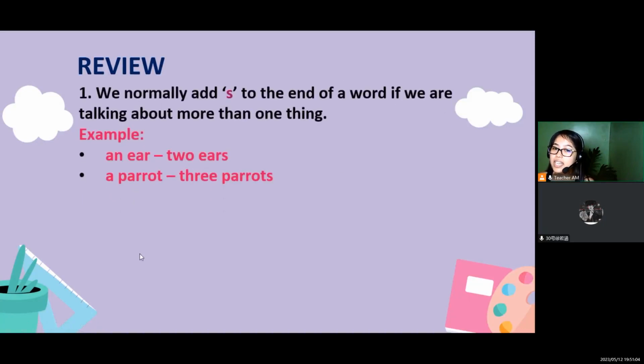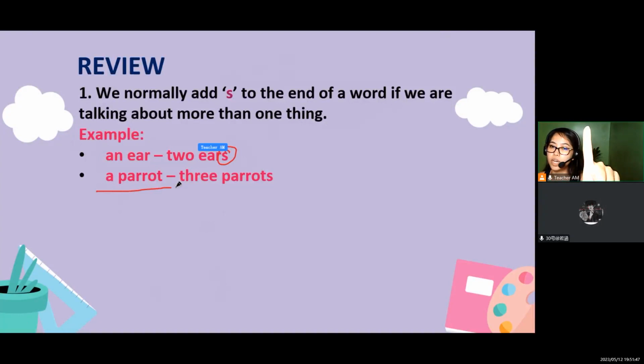We normally add S to the end of a word if we are talking about more than one thing. 如果我们谈论不止一件事，我们通常会在单词的末尾添加 s. Yes. So when you say an ear, only one. So that is two ears. Okay, we add S.